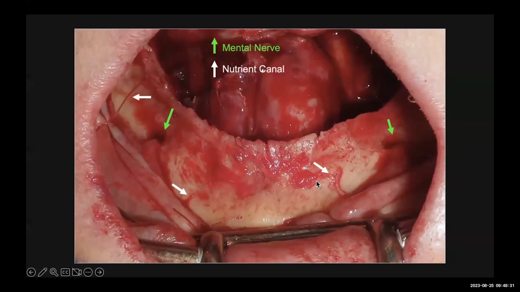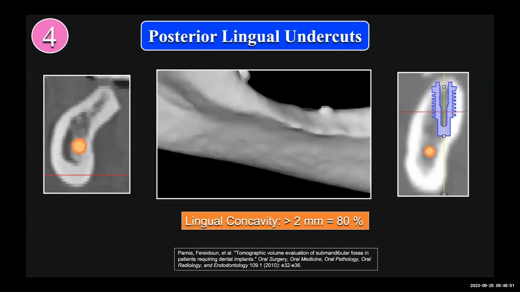So here's the mental nerve, and I've identified just on this one, here's a nutrient canal fiber right here. Here's another one. Here's another one. So you can sever these. It's not going to hurt anything because the teeth are already gone. And these usually become necrotic anyway.